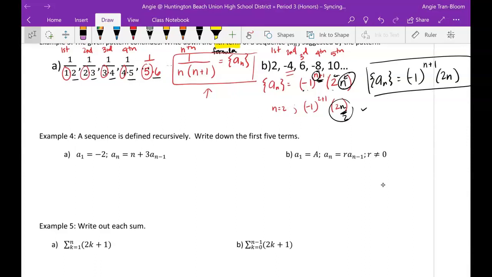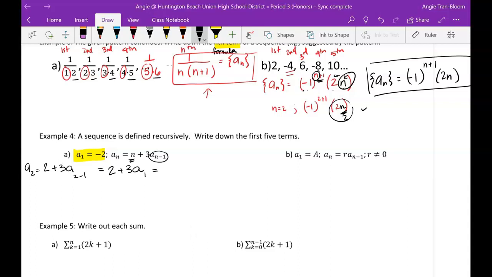A sequence is defined recursively. Write down the first 5 terms, okay? They gave you a sub 1 already, so technically you only have to find 4 more. So to find a sub 2, which is your second term, it says here a sub 2 equals n, which is 2, because that's the second term, plus 3 times a subscript n minus 1. But this really means 2 plus 3 times a, 2 minus 1 is 1.